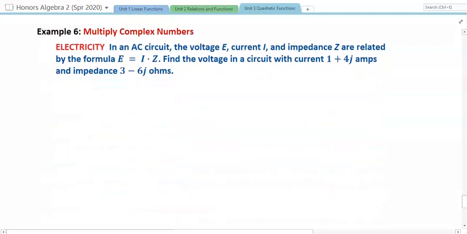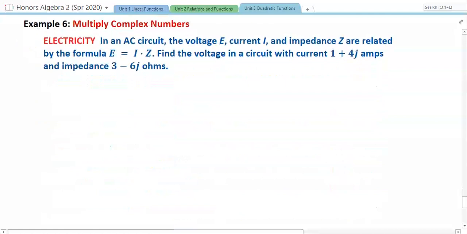All right, so we're going to look at example 6 here. This is a little bit different of an example, and this is why imaginary numbers come into play. Some of you have been asking, why this? Well, this is one of the places it happens. It has to deal with electricity. So in an AC, alternating current circuit, the voltage E, the current I, and the impedance Z are related by this formula: E is equal to I times Z. Find the voltage in a circuit with a current of 1 plus 4j amps and an impedance of 3 minus 6j ohms.